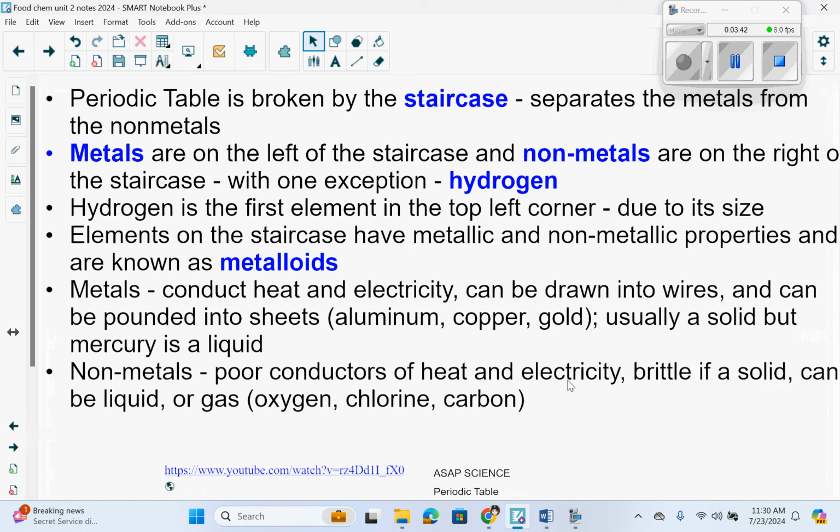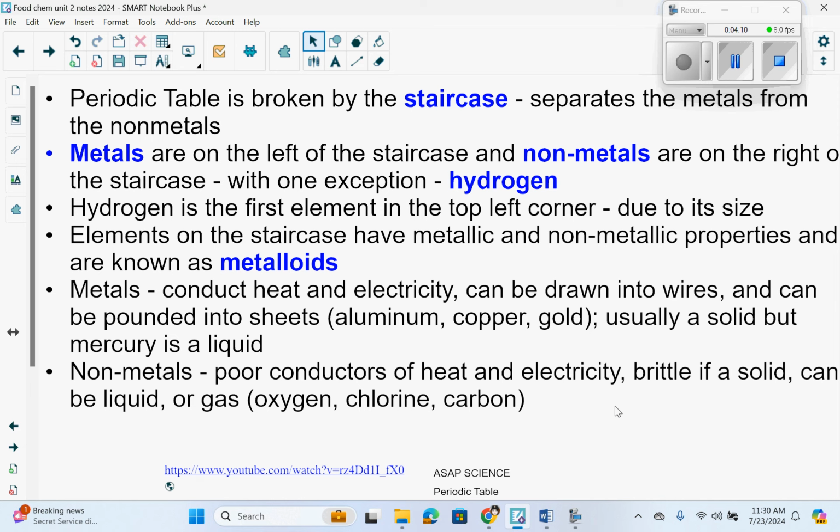The periodic table is broken by the staircase, which separates the metals from the nonmetals, and we will look at metals quite a bit in this course, especially when you're trying to cook things in metal pans. Metals are on the left of the staircase, and nonmetals are on the right of the staircase, with one exception, which is hydrogen. Hydrogen is the first element in the top left corner due to its size. Elements on the staircase have metallic and nonmetallic properties and are known as metalloids.